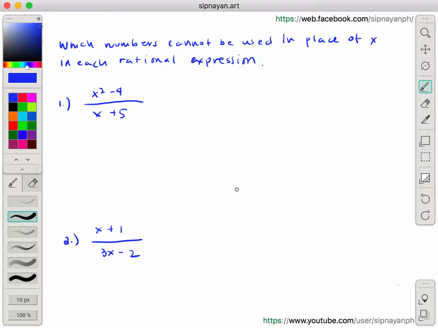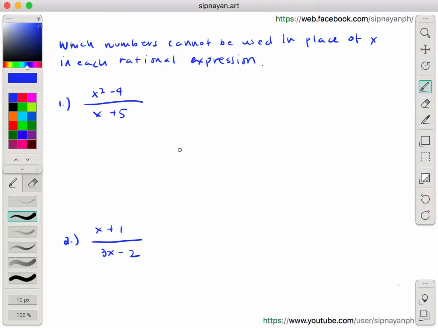And in this video, what we will do is to identify the restriction on the value of the variable that we use in the rational expression. Now, although x is what we use here, of course, a rational expression can have any variable. It can be a, b, c, or whatever letter or symbol.